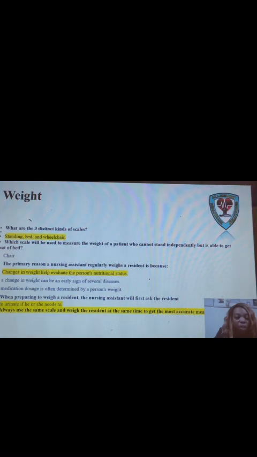Remember to always use the same scale when weighing the resident. You want to use the same scale and you want to weigh them at the same time of day to obtain the most accurate measurements.